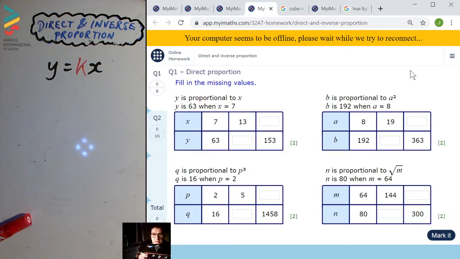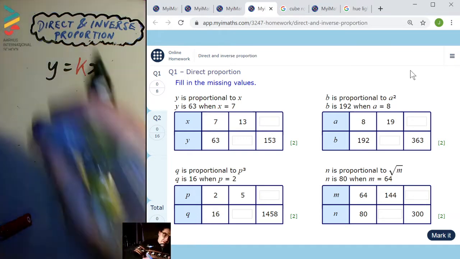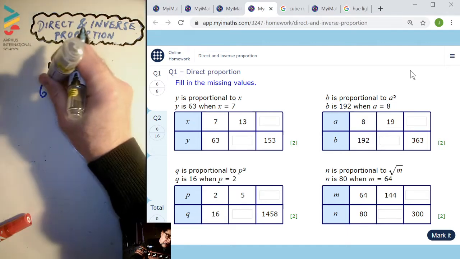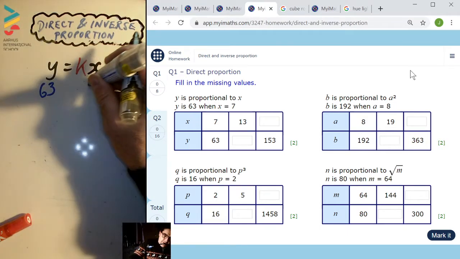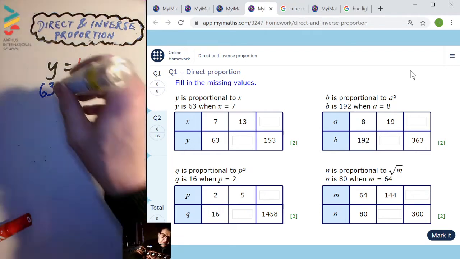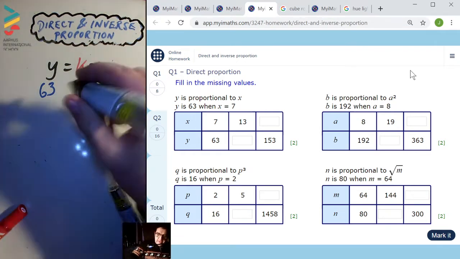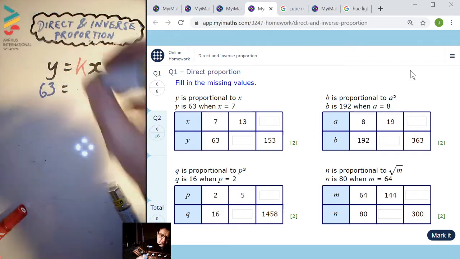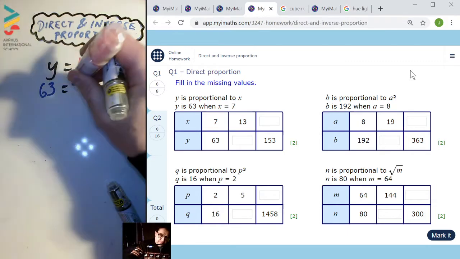Could have been any letter, but k tends to be used. And it says y is 63 when x is 7. So we can fill in those values. Y is 63 when x equals 7. So in other words, 63 is equal to k times x.